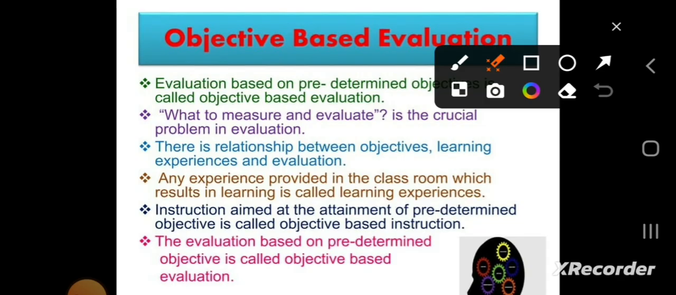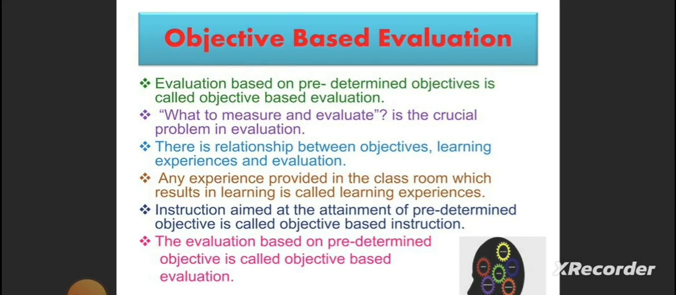Instructional alignment. Objective-based instruction focuses on delivering educational content and experiences that are directly aimed at achieving the set objectives. This alignment ensures that both teaching and evaluation are focused and relevant. Objective-based evaluation connects the objectives, the learning experience provided, and the assessment methods used to measure students' learning, ensuring a comprehensive approach to educational assessment.